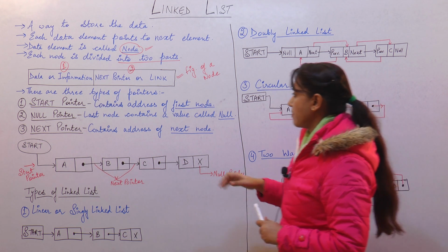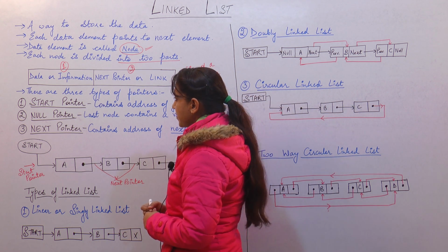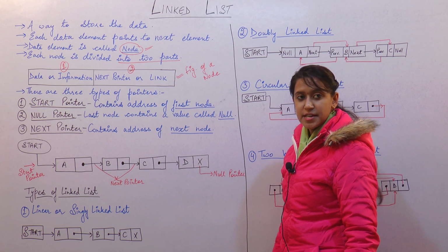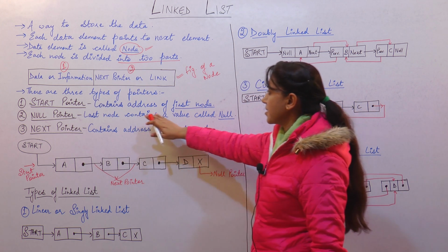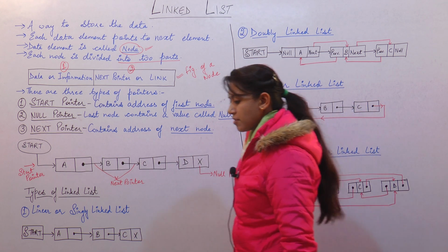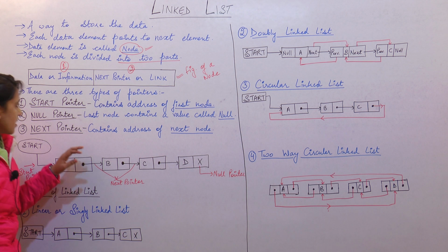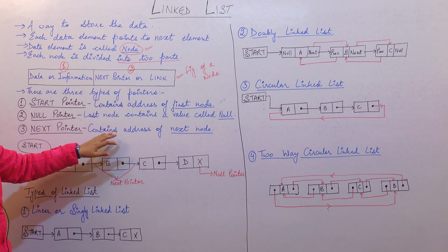Now we will study the three types of pointers. We have three types of pointers. The first one is the start pointer, then the null pointer, and then the next pointer. The start pointer will always contain the address of the first node present in our linked list. So the start pointer will always contain the address of the first node.